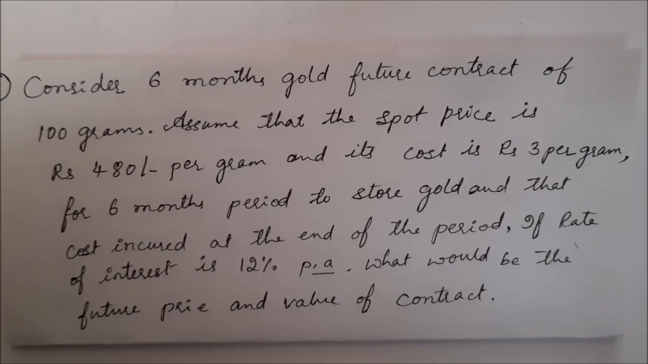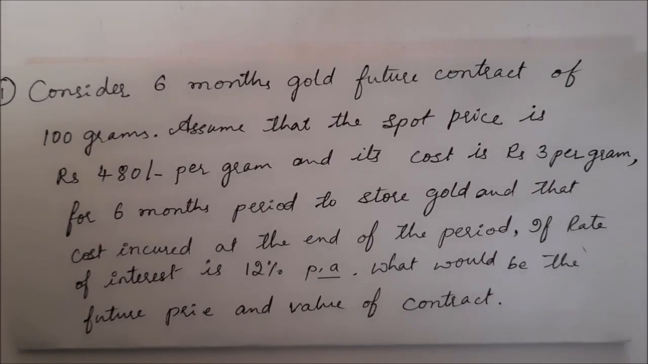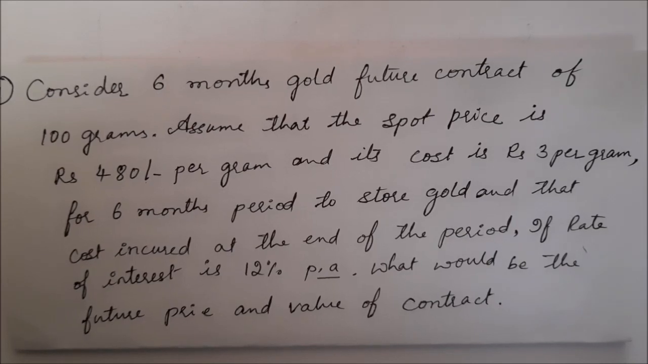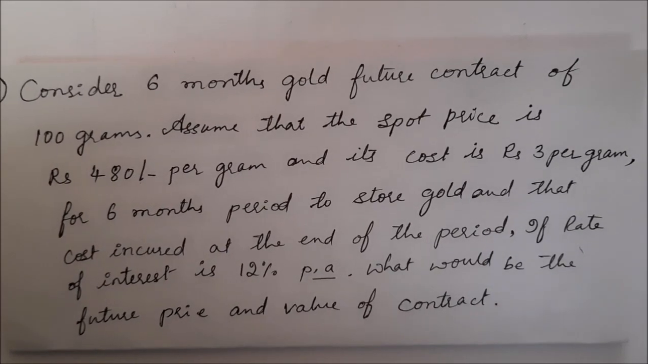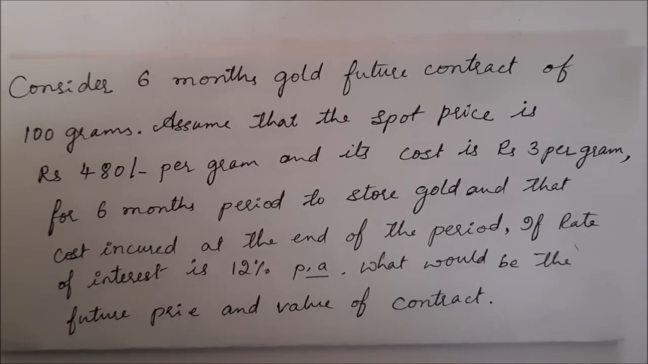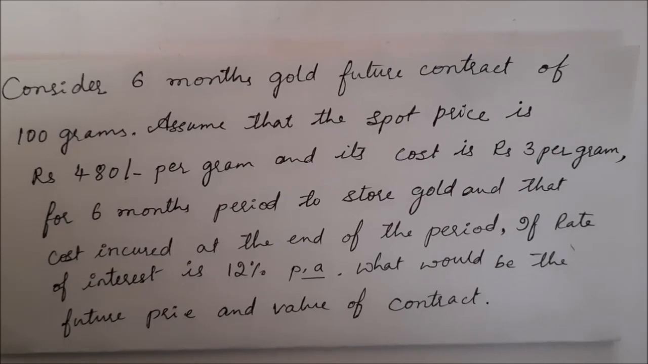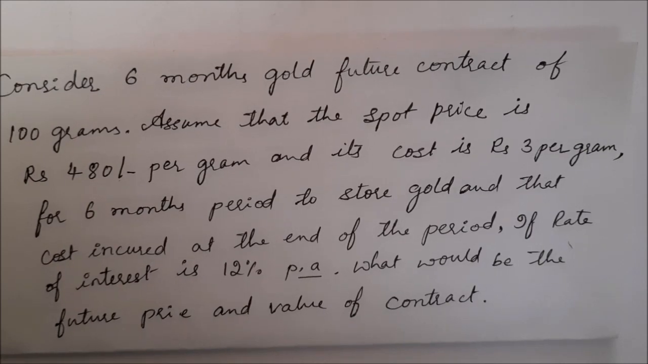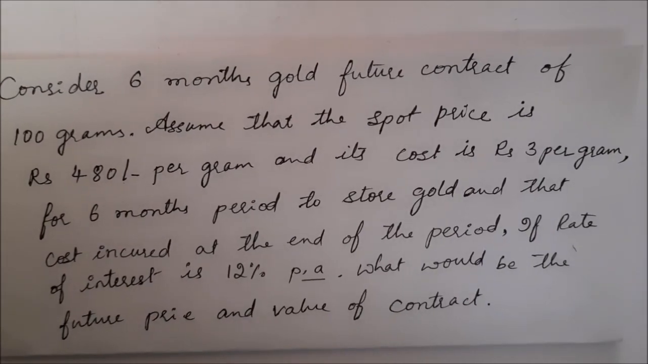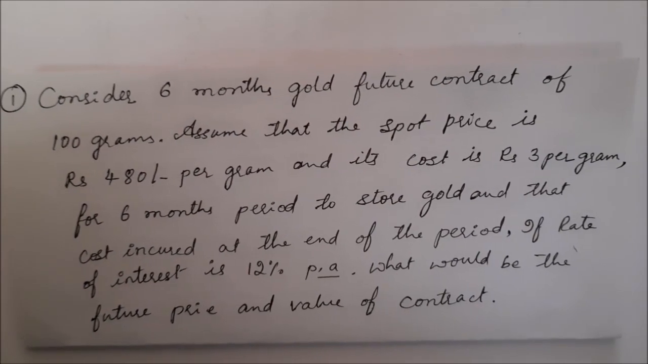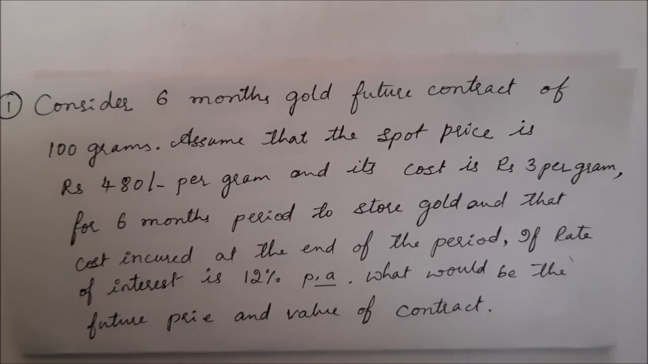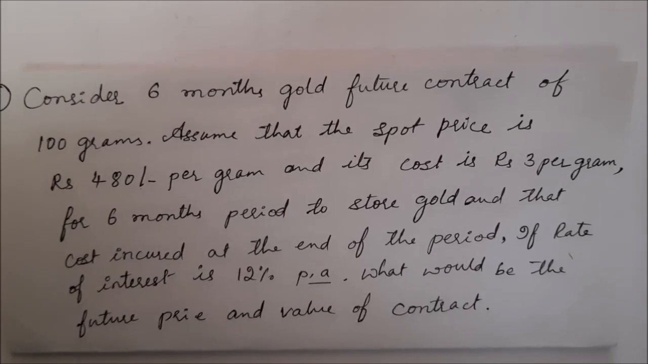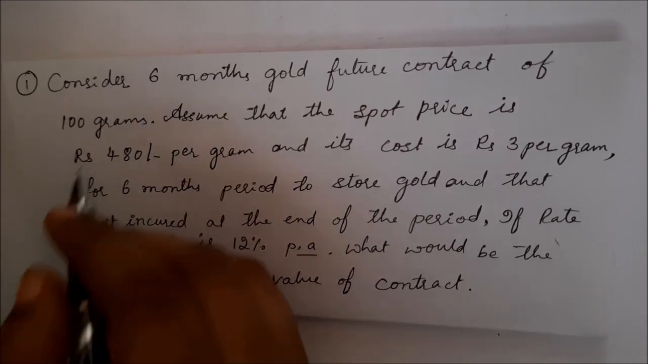Consider a 6-month gold future contract of 100 grams. Assume that the spot price is rupees 480 per gram and its cost is rupees 3 per gram for a 6 months period to store gold, and that cost is incurred at the end of the period. If the rate of interest is 12% per annum, what would be the future price and value of the contract?